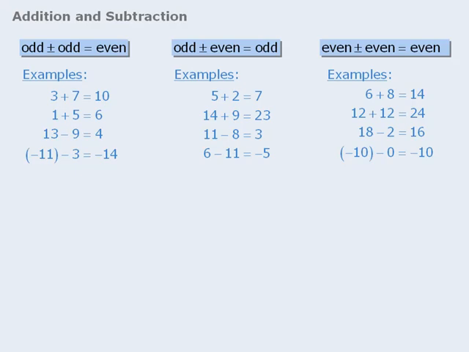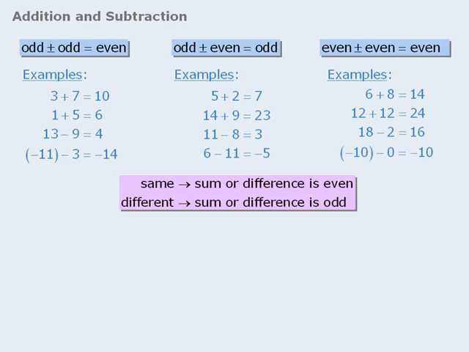Now, these rules can be summarized as follows. If the two numbers are the same, that is, they are both odd or both even, then the sum or difference will always be even. If the two numbers are different, that is, one is odd and the other is even, then the sum or difference will always be odd.